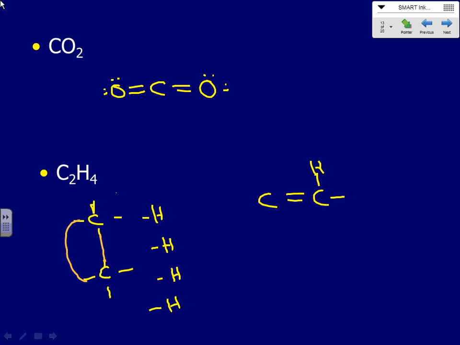Yeah. And that's on both. Yep. And are there any lone pairs? No, there's no lone pairs on carbon. Is everybody happy? That's a good Lewis diagram.